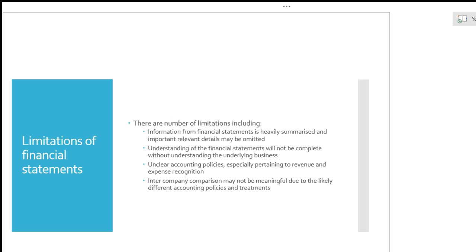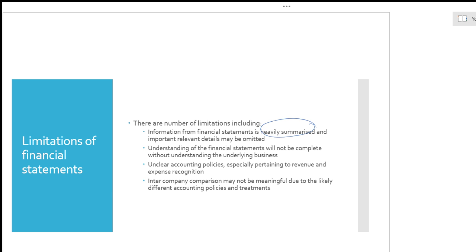Now, the issue with financial statements is that the information provided in it is heavily summarized. It becomes kind of restrictive. It doesn't give us as much information as we would want. Certain important relevant information might be omitted, right? So when you look at the financial statement, it is very difficult to point your finger to say that's relevant, because there might be something else more relevant, but these happen to be omitted, right?